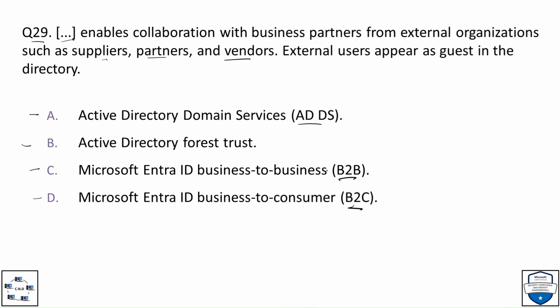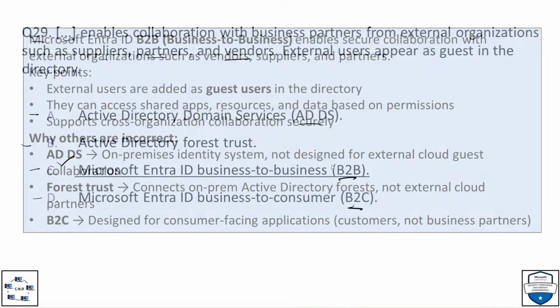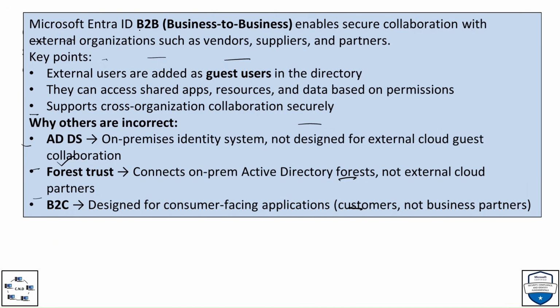And the correct option is option C, Microsoft Entra ID Business to Business, or B2B. And the explanation is, Microsoft Entra ID B2B enables secure collaboration with external organizations such as vendors, suppliers, and partners. Key points include: external users are added as guest users in the directory. They can access shared applications, resources, and data based on permissions, and it supports cross-organization collaboration securely.